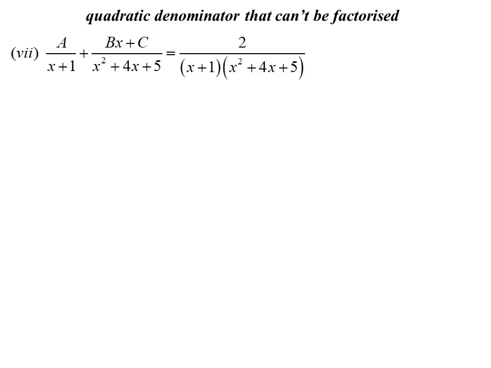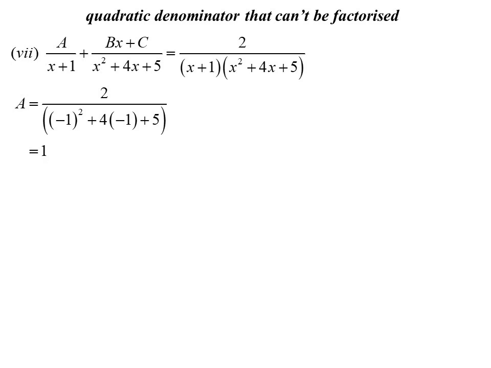What about if you end up with a quadratic denominator that can't be factorised? I guess my answer is, well, gosh, don't use this method. But it does work. Here we go. x squared plus 4x plus 5. Well, let's do the easy one first. x plus 1 I can do. The method will work for that. Cover it up, I get a as 1.